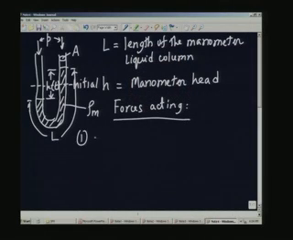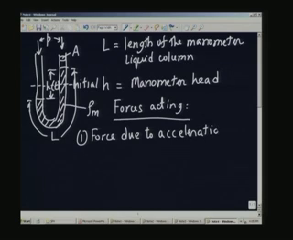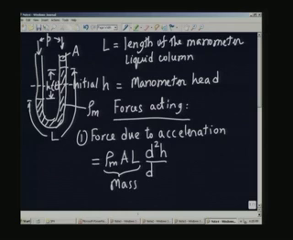So, the forces acting, one is force due to acceleration, because the fluid is oscillating, it has got a certain velocity and certain acceleration. Force due to acceleration will be given by the mass of the liquid, that will be rho m A into L. A into L is the volume, rho m is the density, this is your mass. And we will assume that the height h is changing with respect to time, and the derivative which gives the acceleration is d squared h by dt squared. So, this is the force due to acceleration. So, let us look at the other forces.